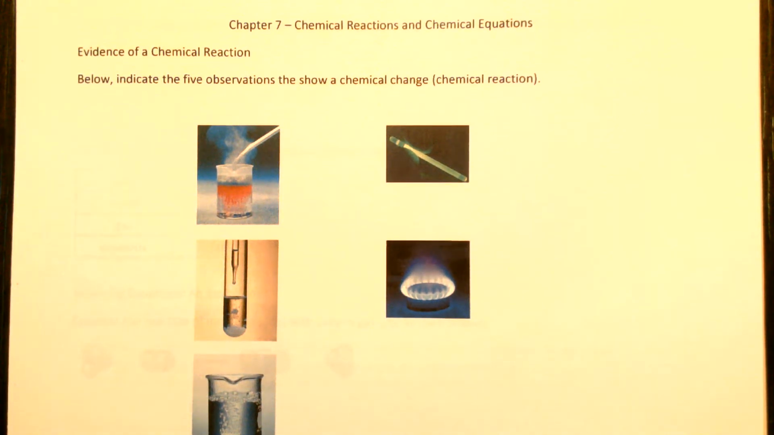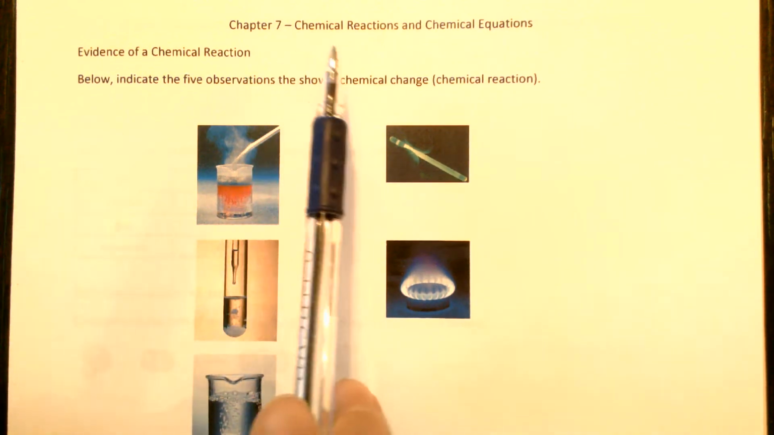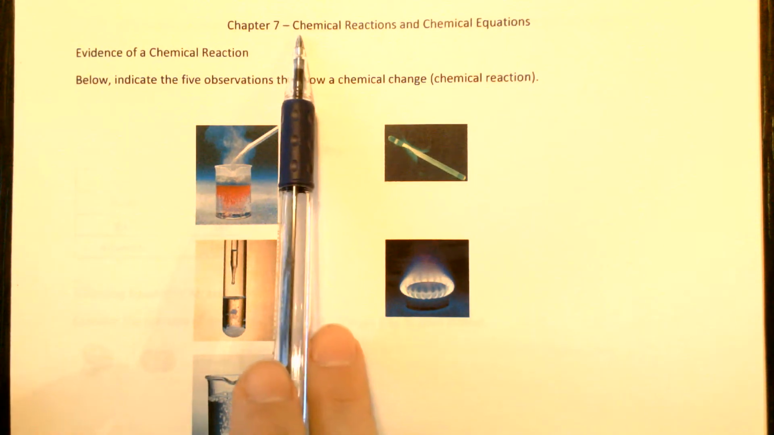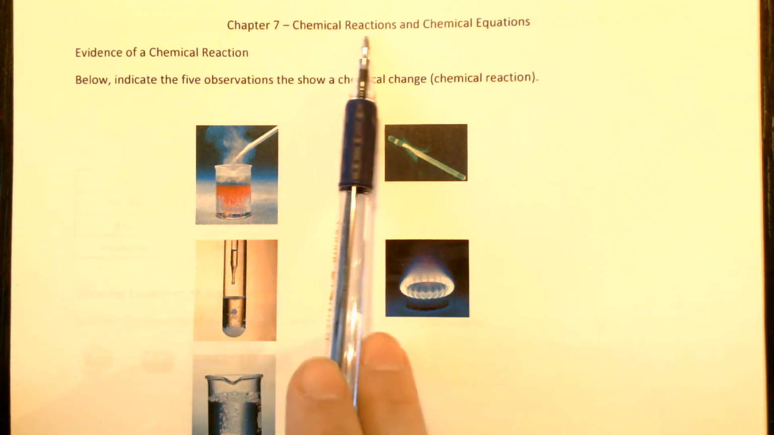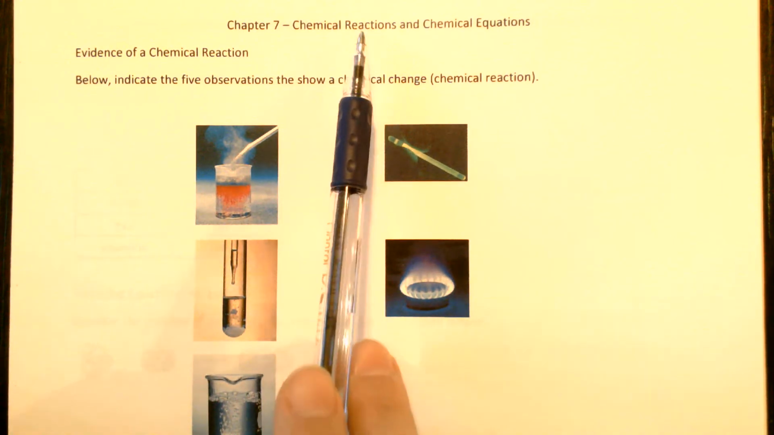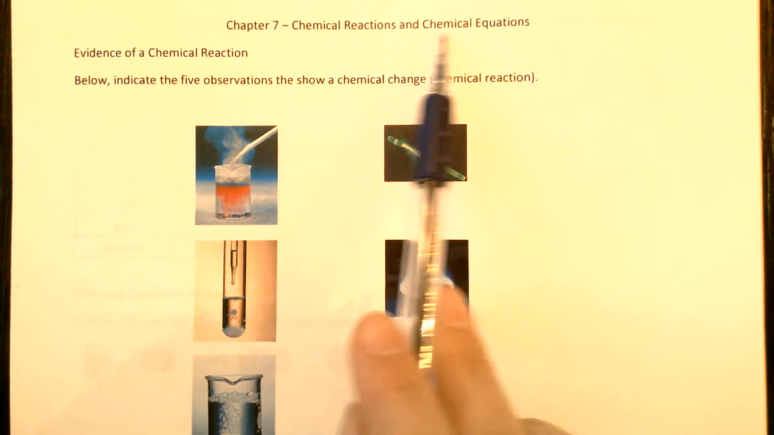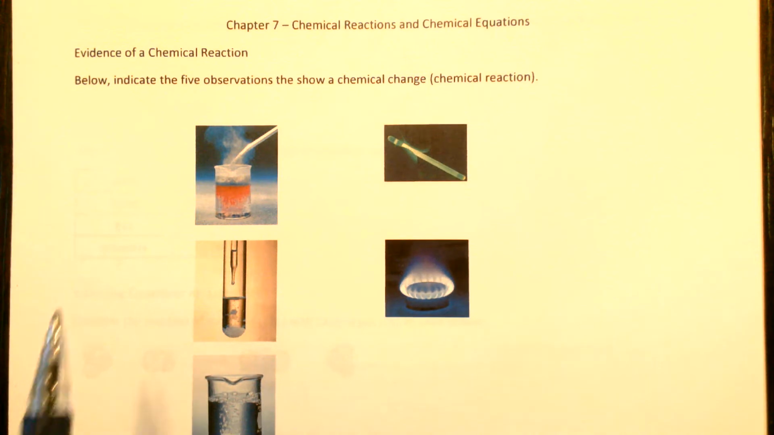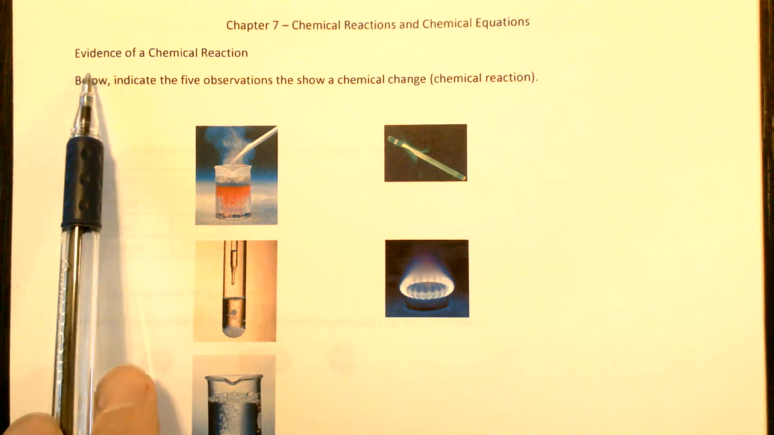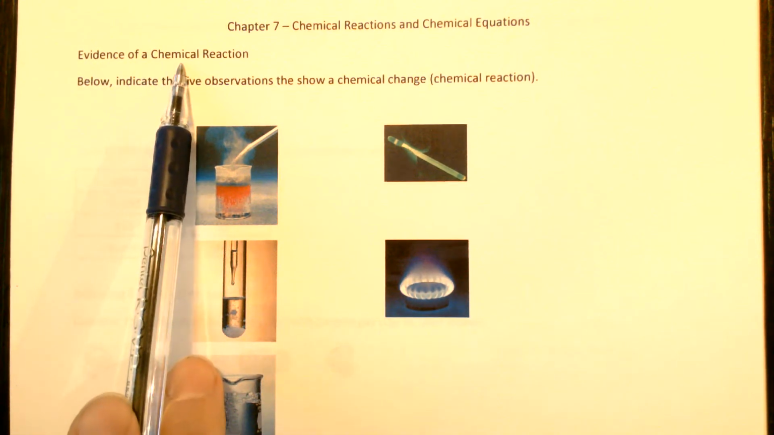The first part of Chapter 7 looks at chemical reactions and chemical equations. So for the first part of this, we're going to take a chemical reaction written out in words, like, for example, magnesium reacts with chlorine gas to produce magnesium chloride, and we're going to learn how to write it into a chemical equation.